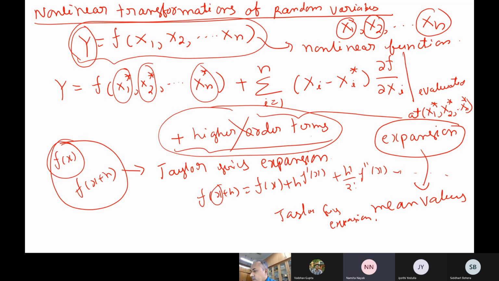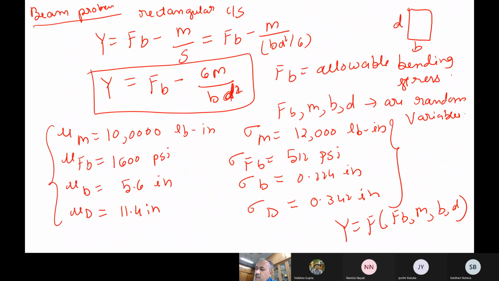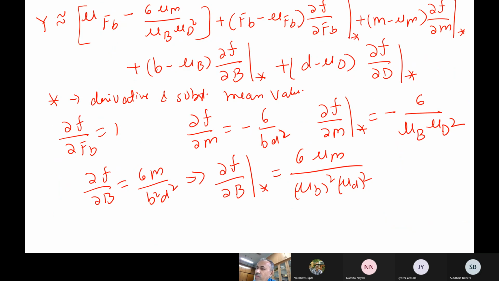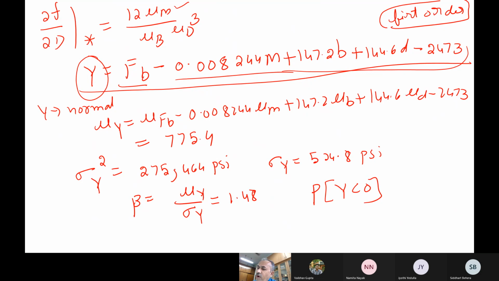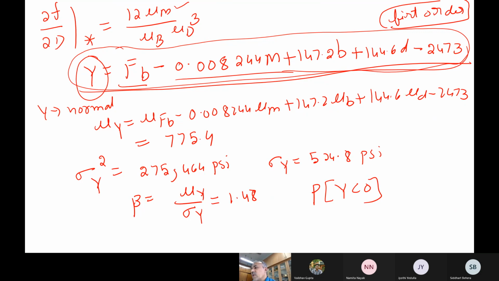Using the Taylor series concept. We said you can write it in terms of a Taylor series. Like this problem we have seen, right? We have a nonlinearity because b and d are also random, and d square is coming in the denominator. After the Taylor series expansion, including terms up to first order, we finally got a linear expression itself. Linear means it is very easy to handle. So the Taylor series will help you, but of course this is only first order.